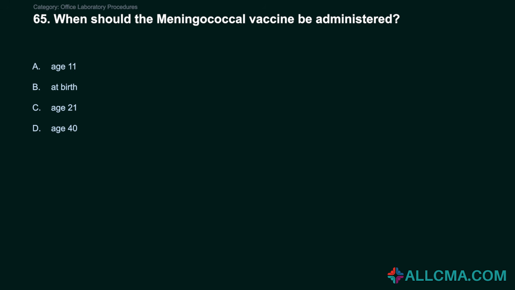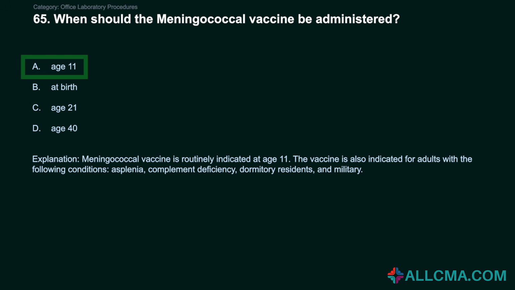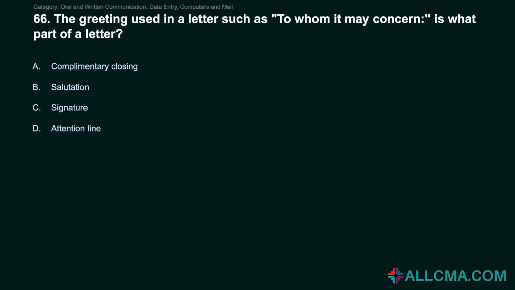65. When should the meningococcal vaccine be administered? A. Age 11. B. At birth. C. Age 21. D. Age 40. Correct answer, A. Age 11. Meningococcal vaccine is routinely indicated at age 11. The vaccine is also indicated for adults with the following conditions: asplenia, complement deficiency, dormitory residence, and military.